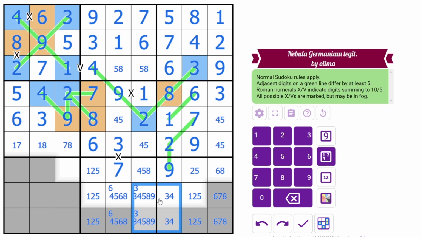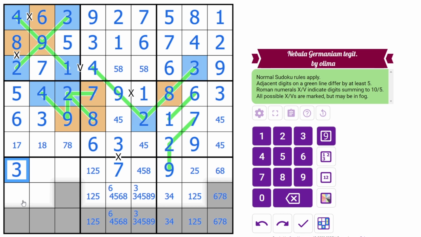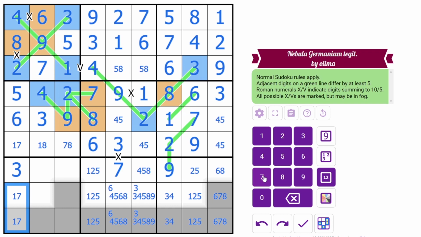This is X wing of 3. Definitely 3 cannot be here. 3 has to be here. 3, 3. This is 3. Okay. This 3 has a tau now. This 3 is helping anywhere. What is this? This must be 1, 7. And what is the next digit? 1, 7. 2, 9, 1, 7, 9. But this cannot be 7 because this is beside 3.